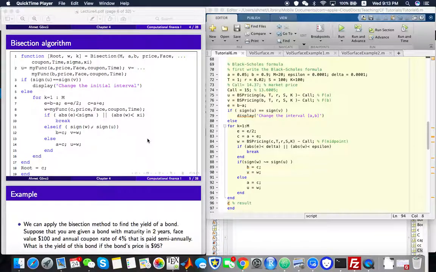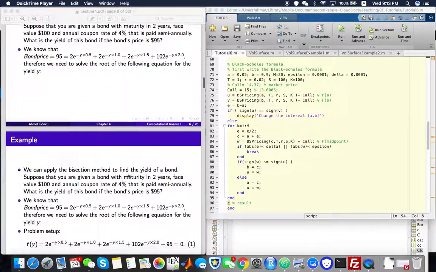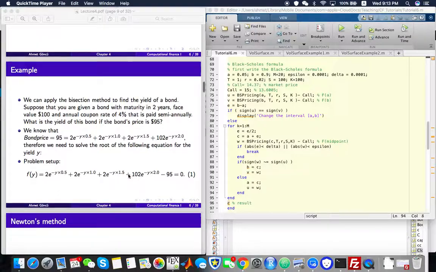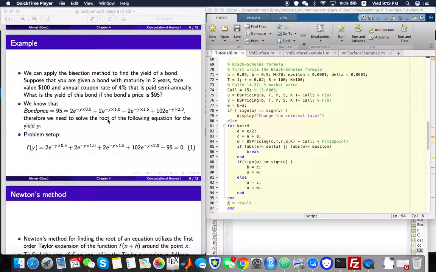Okay, now it's time to give an example for the bisection algorithm. Our main application here is finding the yield of a bond. For this purpose, we will introduce an example, and in our example here, you can see some of the bond parameters are already given.